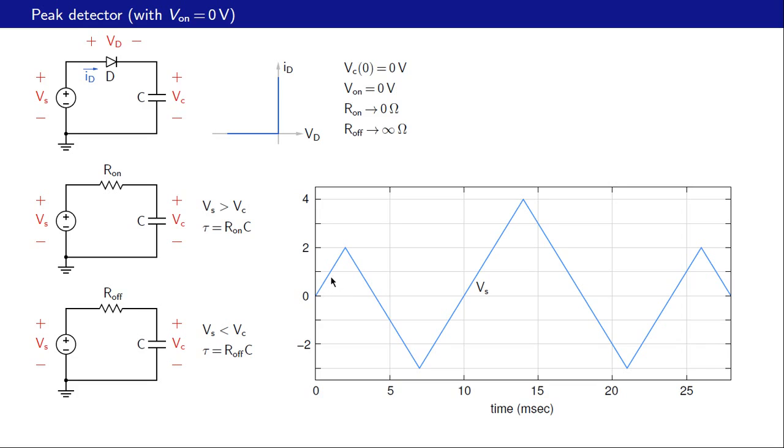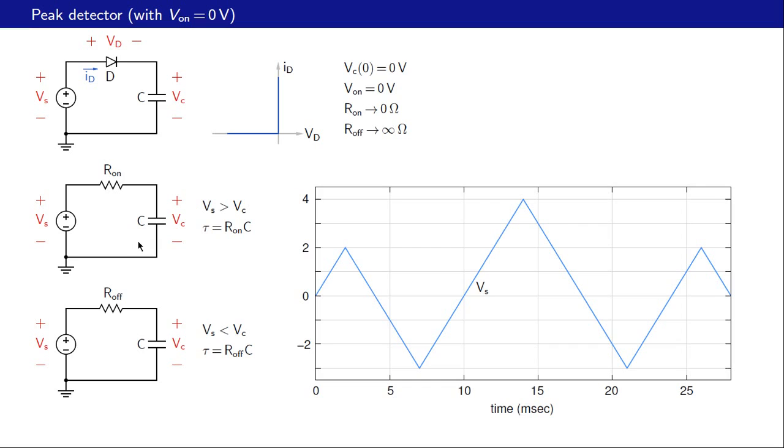Now the input voltage starts rising. The capacitor voltage is 0 volts at the beginning. So this N end of the diode is at 0 volts, and now this voltage is going up as the input voltage increases. So the diode turns on, starts conducting, and we have this circuit now coming into the picture. So the capacitor starts charging through the diode. And what is the time constant for this process? It's R on times C, which is very small because R on is a very small resistance, ideally 0.